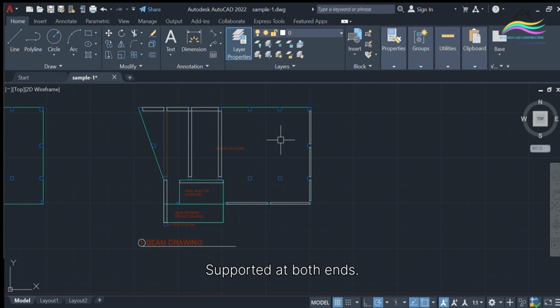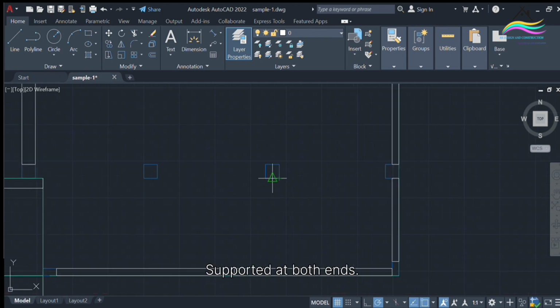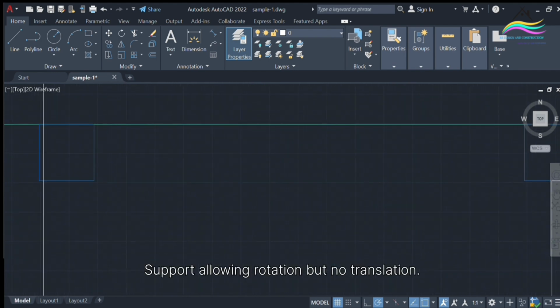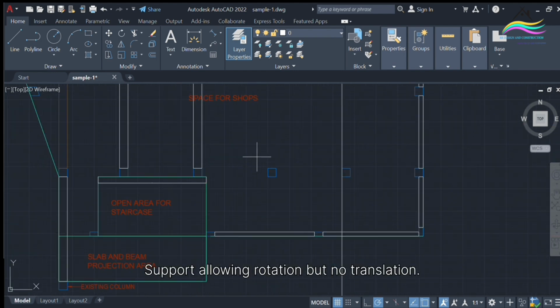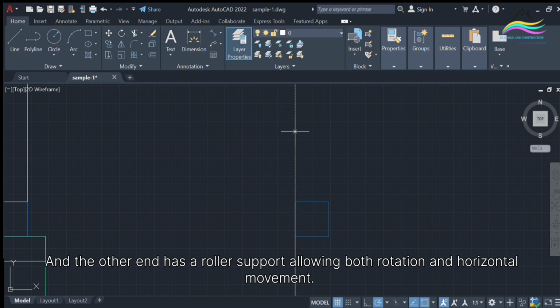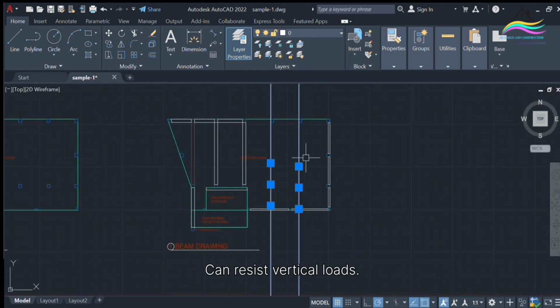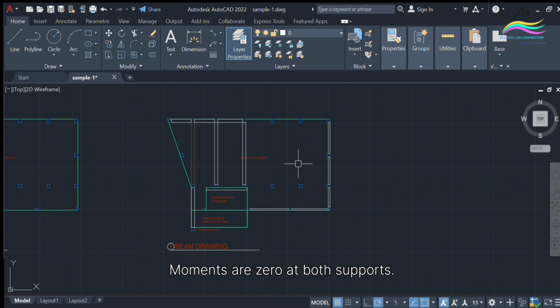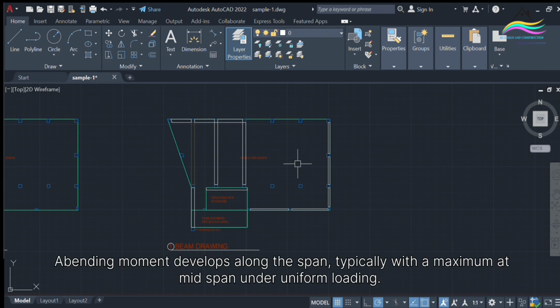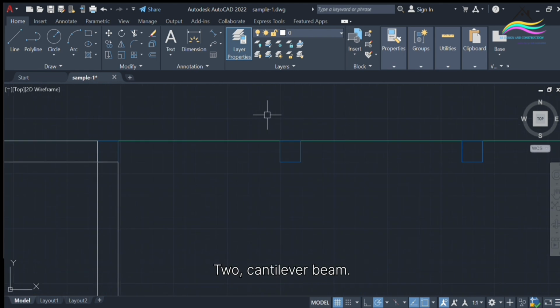1. Simply supported beam. Description: supported at both ends. One end has a hinge or pin support allowing rotation but no translation, and the other end has a roller support allowing both rotation and horizontal movement. Behavior: can resist vertical loads. Moments are zero at both supports. A bending moment develops along the span, typically with a maximum at midspan under uniform loading.